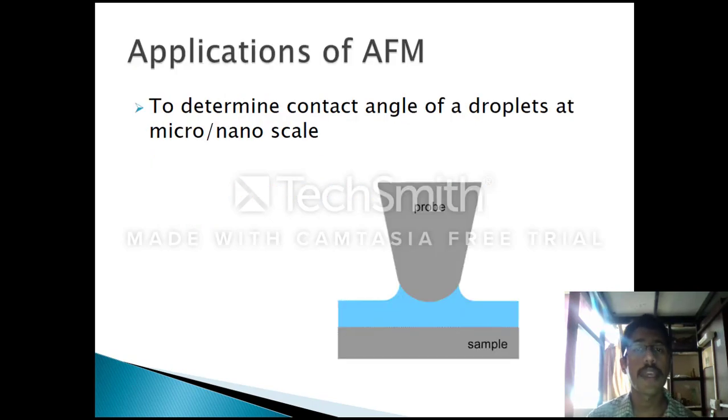We can see many applications that we use atomic force microscopy for. First, we can determine the contact angle of droplets at a very minute scale. This is a small modification: using the tip, a small nanopore is created, and the liquid we want to measure can be put through it. The tip acts as a pipette, and a single droplet can be obtained, and by the action of the laser we can actually see the contact angle of different liquids.